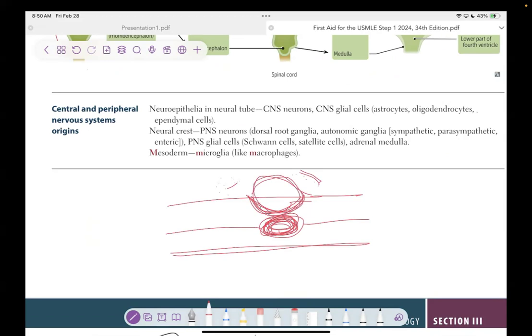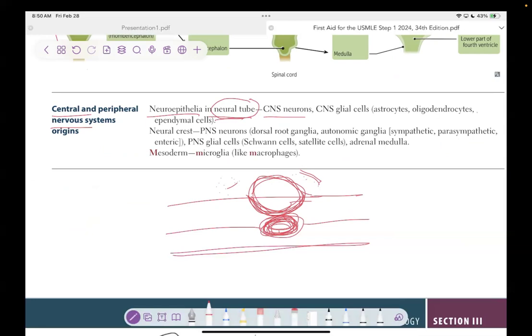Now it's easy for us. We understand these lines easily because we already know the concept. So, central and peripheral nervous system origin: neuroepithelia and neural tube. Now that we say neural tube, it's kind of familiar because we know that the neural tube is the tube that the notochord helped to develop, right? So what does the neural tube make? It makes the CNS. The upper part makes the brain, and the lower part makes the spinal cord.